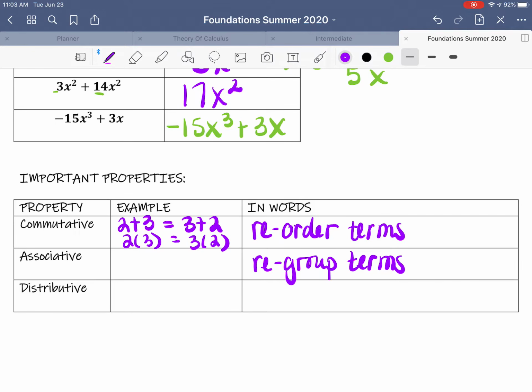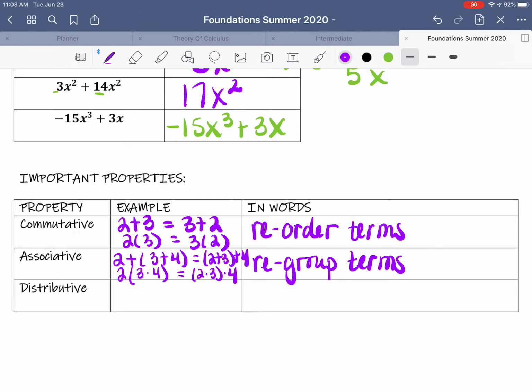So it's focusing on parentheses here. Associate is like groups, so we're talking about groups. If we have 2 plus 3 plus 4, I can regroup that to 2 plus (3 plus 4), and my result won't change. Same with multiplication. 2 times 3 times 4 is the same as 2 times (3 times 4). I'll show you in a second where this really comes in handy. Right now you might be wondering, why is she going over this? But this really does help.